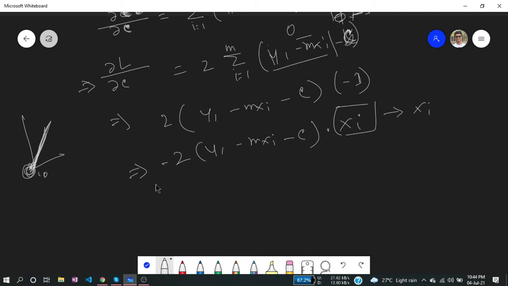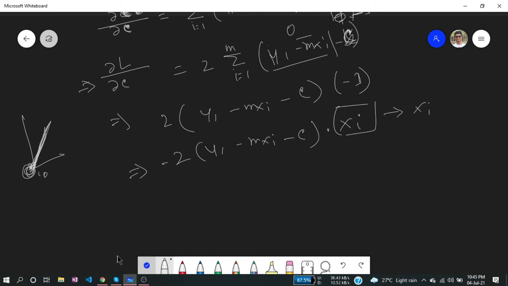Because this is the formula they have derived. I'm not saying that, but I have also learned that. So just try to remember, whenever you are calculating this intercept, you have to multiply using xi. Xi means each of the observations, each of the items.